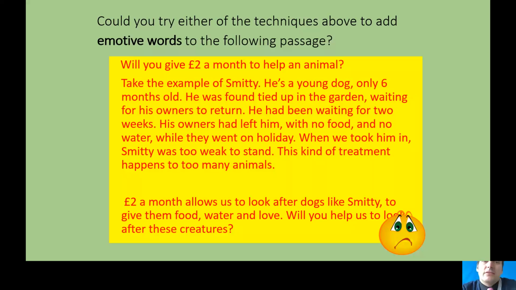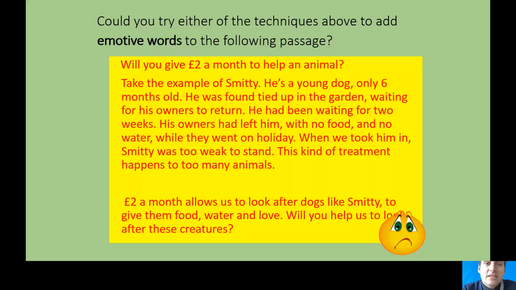Will you give £2 a month to help an animal? Take the example of Smitty. He's a young dog, only 6 months old. He was found tied up in the garden, waiting for his owners to return. He'd been waiting for 2 weeks. His owners had left him with no food and no water while they went on holiday.